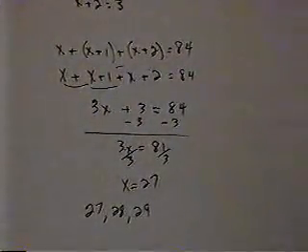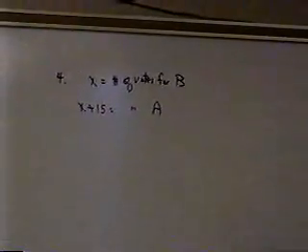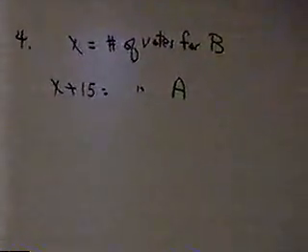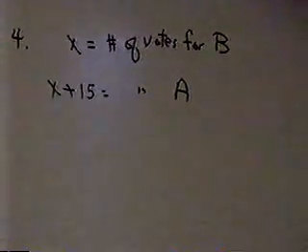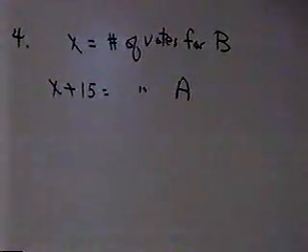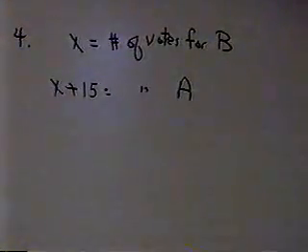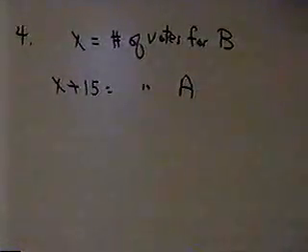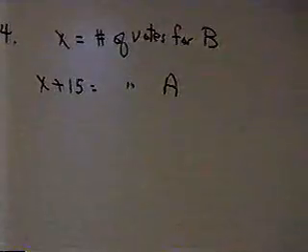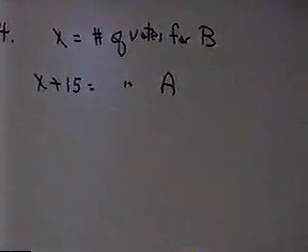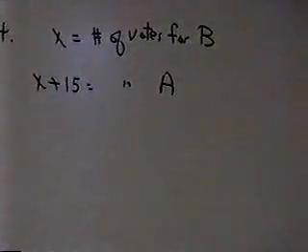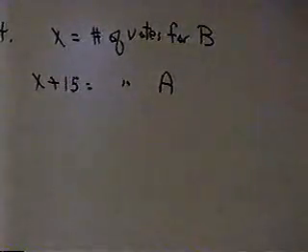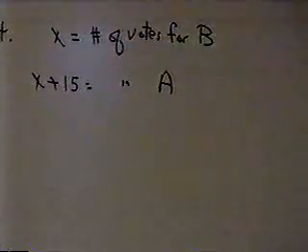All right, now let's go to number 4. And here we're going to read and read and read. In a close election, candidate A receives 15 more votes than candidate B. If 375 total votes were cast, how many votes did each candidate receive? Wow. Yeah, let's go read that again. In a close election, candidate A received 15 more votes than candidate B. If 375 total votes were cast, how many votes did each candidate receive?